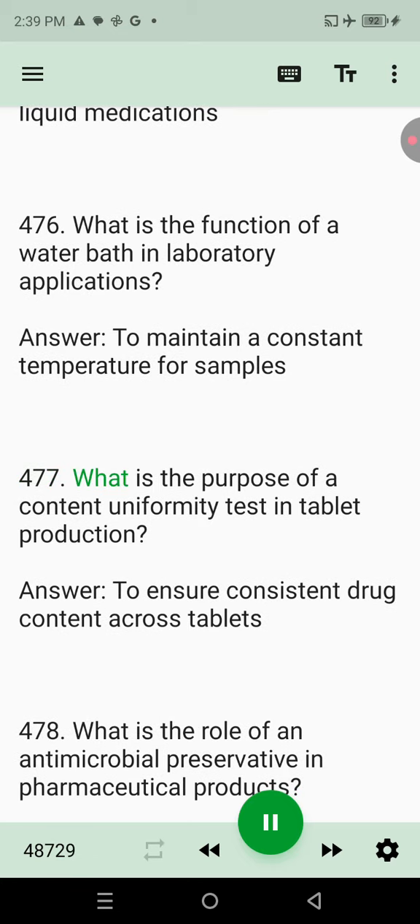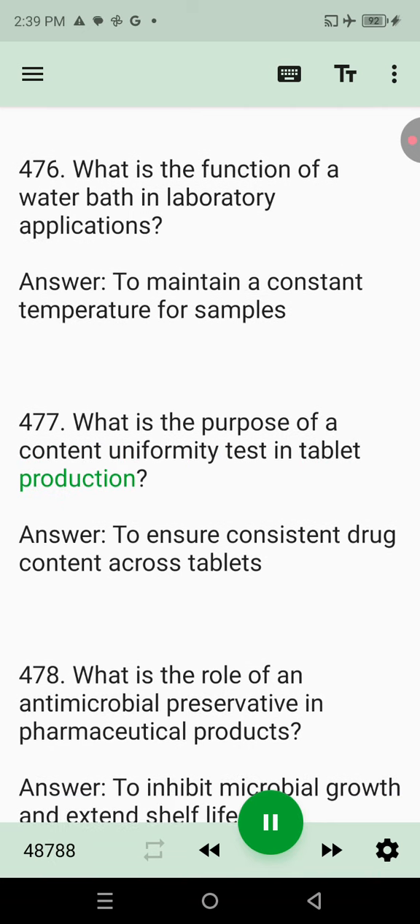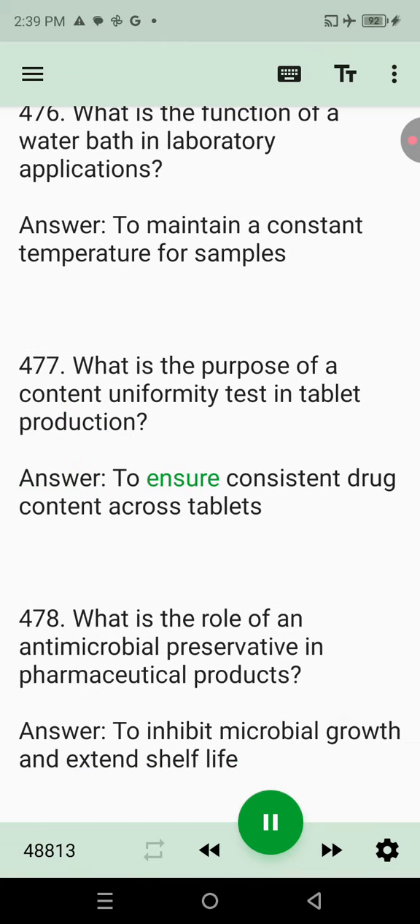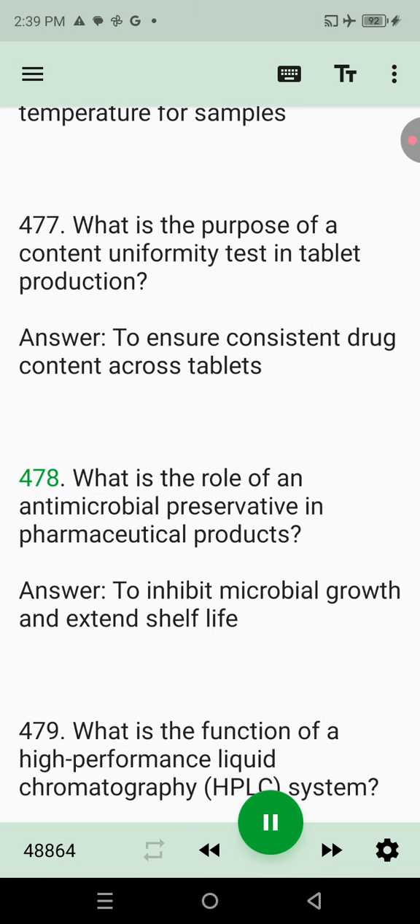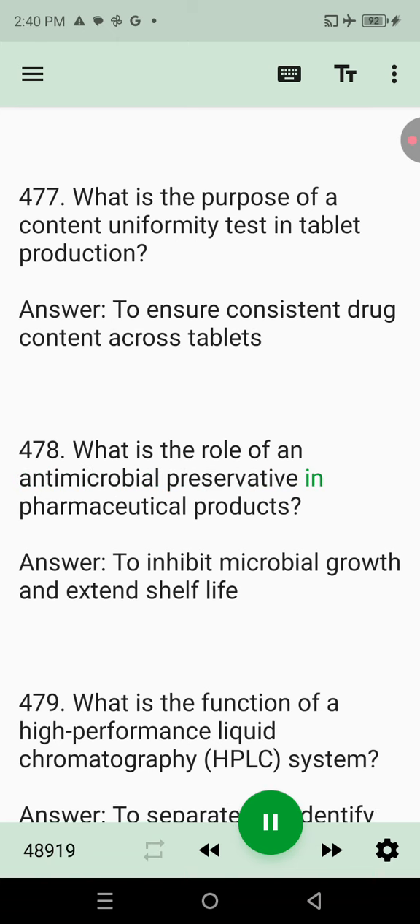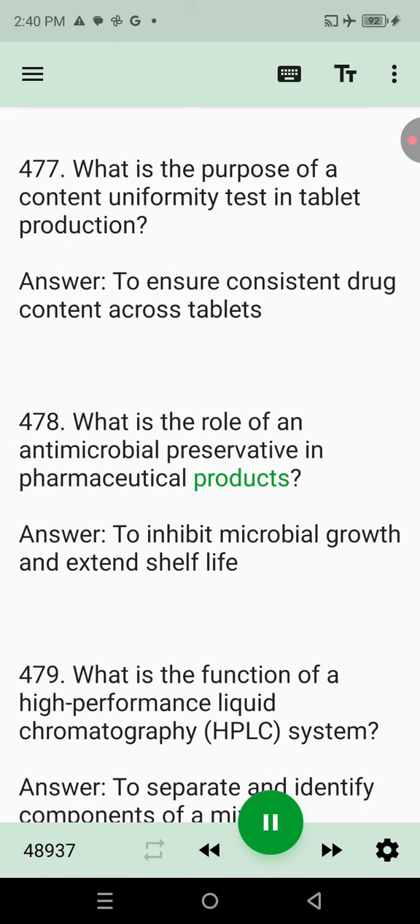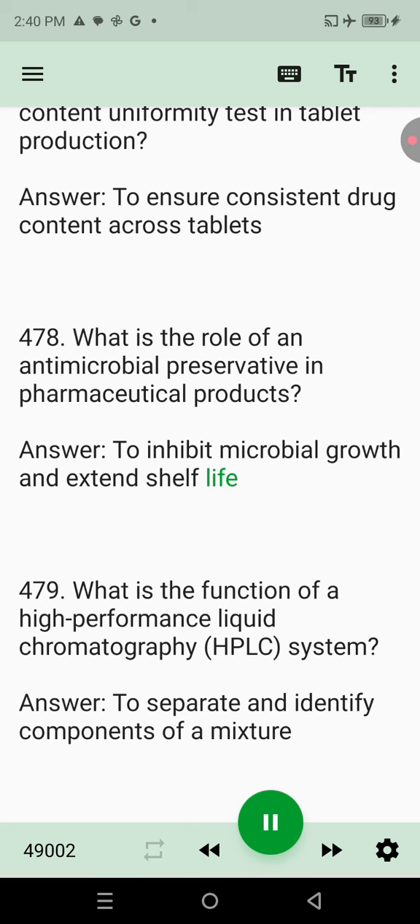477. What is the purpose of a content uniformity test in tablet production? Answer: to ensure consistent drug content across tablets. 478. What is the role of an antimicrobial preservative in pharmaceutical products? Answer: to inhibit microbial growth and extend shelf life.